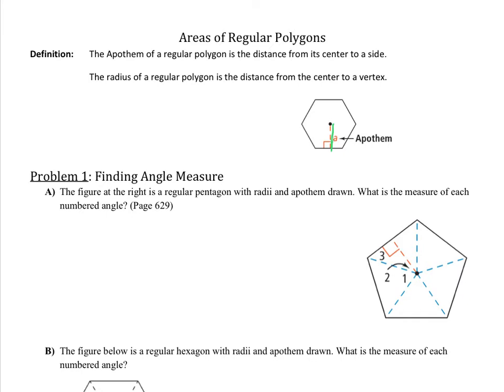But when we talk about a regular polygon, we're talking more with the center of the circle. So when we're talking about angles, when you're looking at angles at the center of the circle, it makes a circle. And you should know that all the angles in a circle add up to 360.